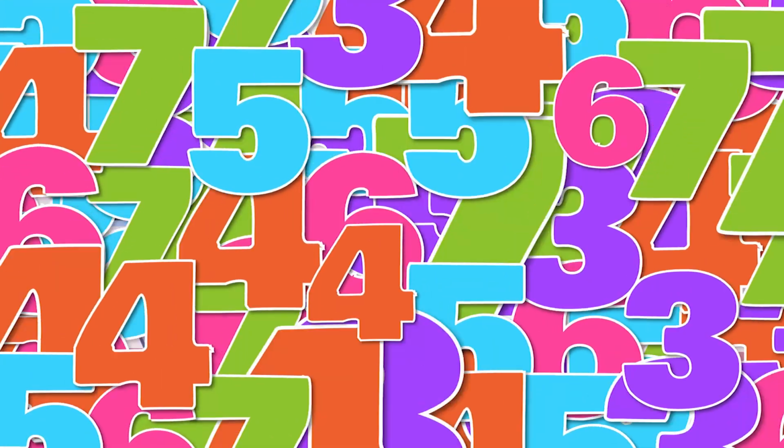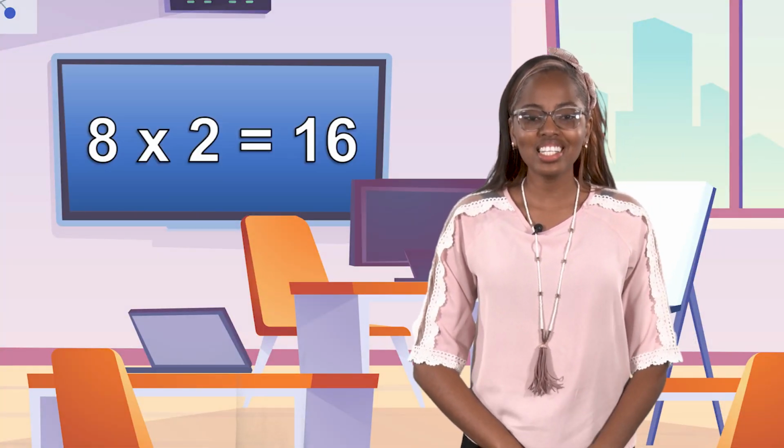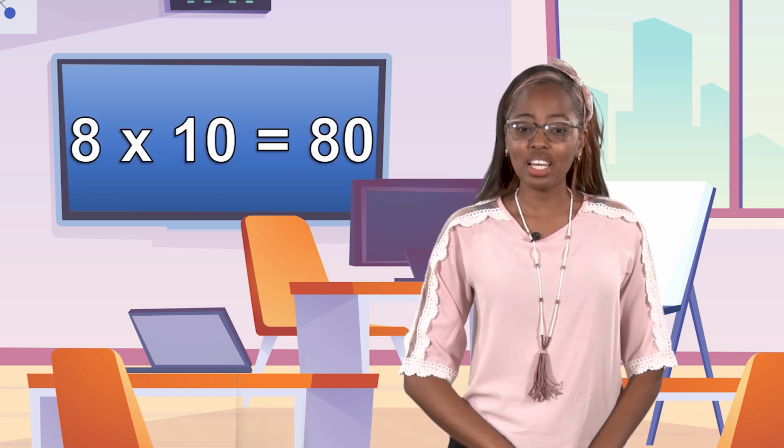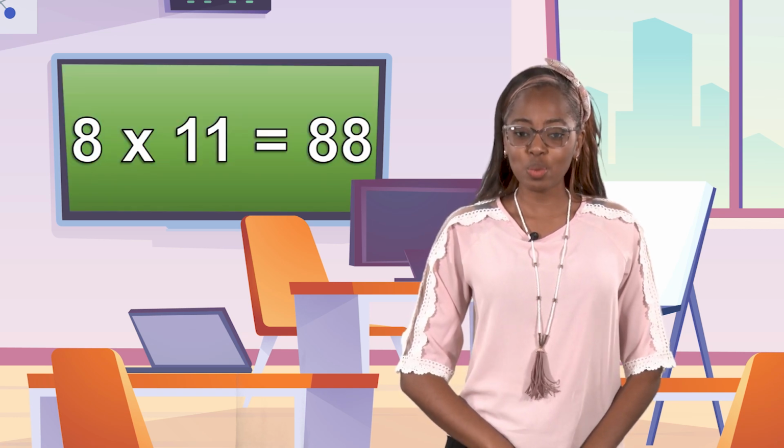Let's begin. 8 times 0 is 0. 8 times 1 is 8. 8 times 2 is 16. 8 times 3 is 24. 8 times 4 is 32. 8 times 5 is 40. 8 times 6 is 48. 8 times 7 is 56. 8 times 8 is 64. 8 times 9 is 72. 8 times 10 is 80. 8 times 11 is 88, while 8 times 12 is 96.